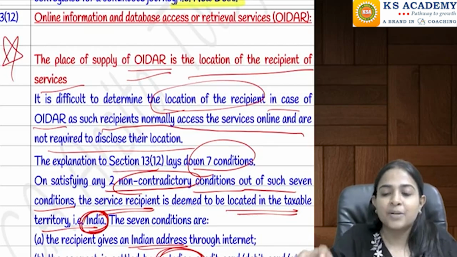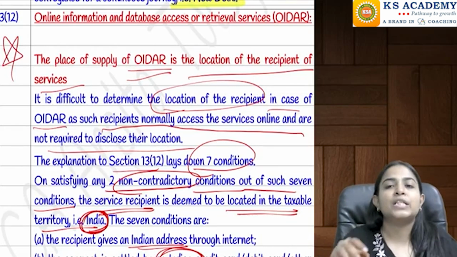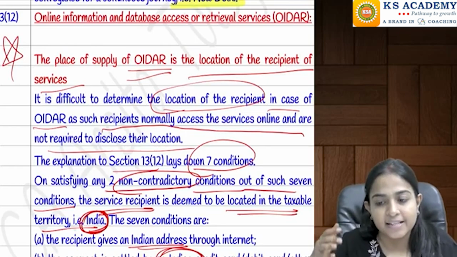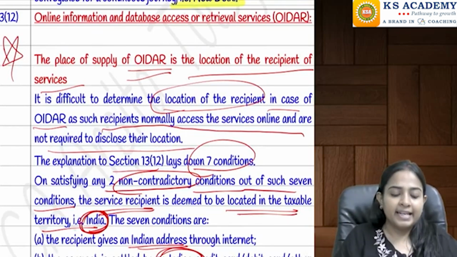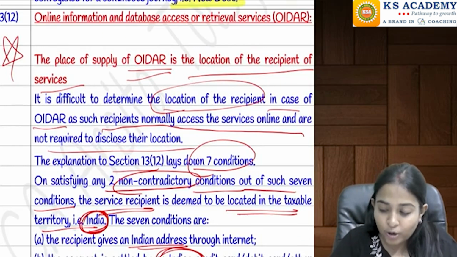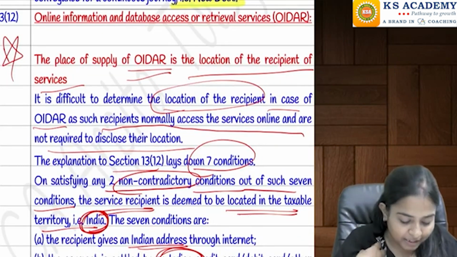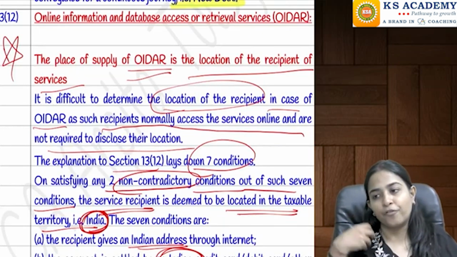Then section number 13, subsection 12, is talking about OIDR services. In case of OIDR services that are being received, the place of supply will be the location of the recipient of the service.